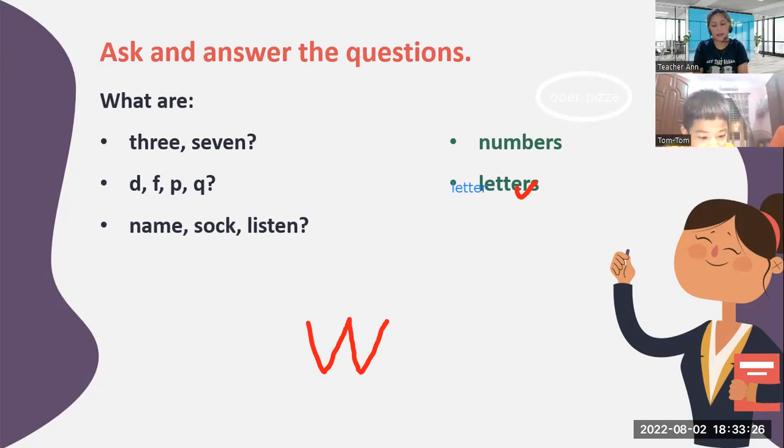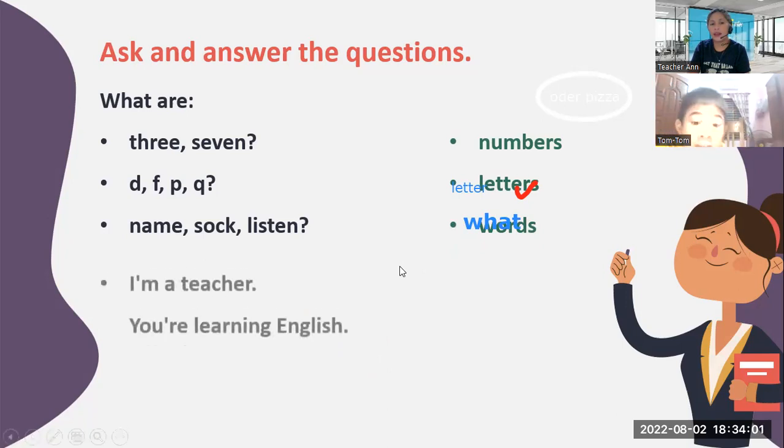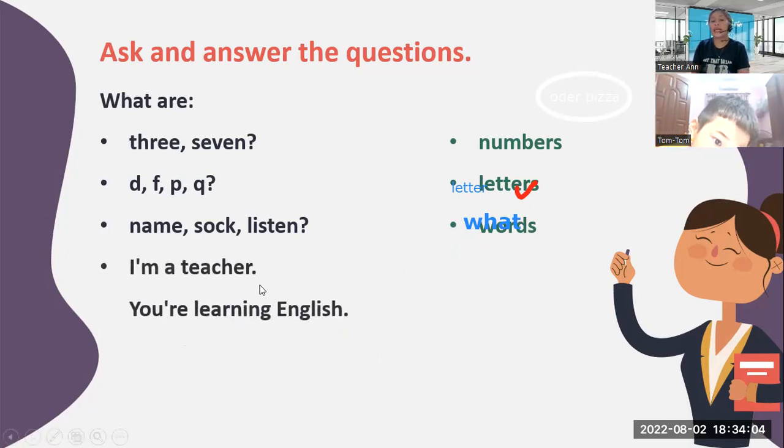Letter. I have here, let me see. These are words. The ones we study are words. Okay, next one. I'm a teacher. What is this? You're learning English. Starts with letter S. Tom Tom, start with letter S. So what is that?